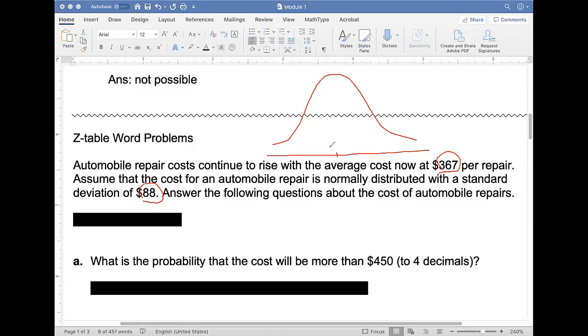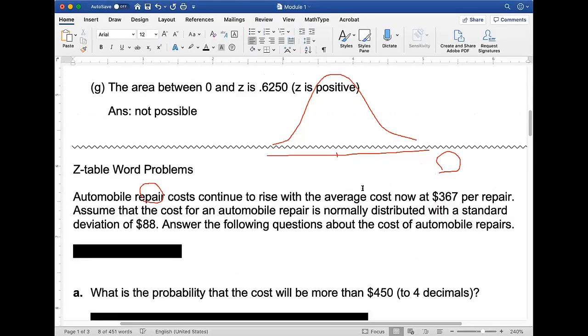So that means you can label your bell curve. Hold on a second, I want to have more space here. Okay, so what you can do is label it here as 367. So this is one set of labeling. I'm labeling it by the actual observation, because 367 is the actual observation.